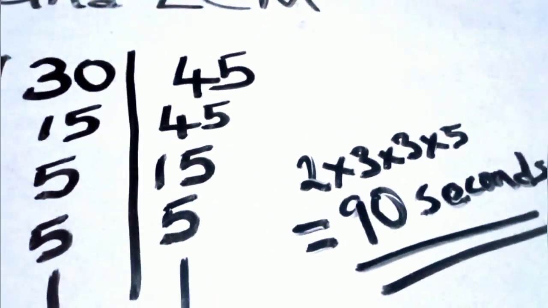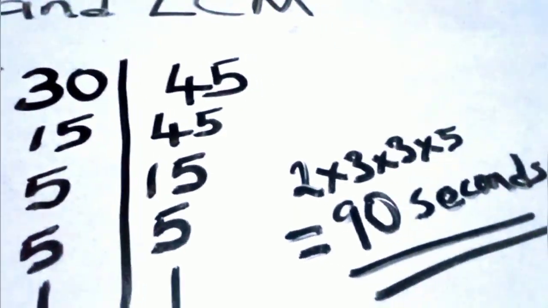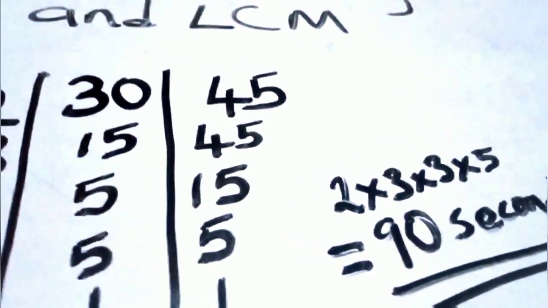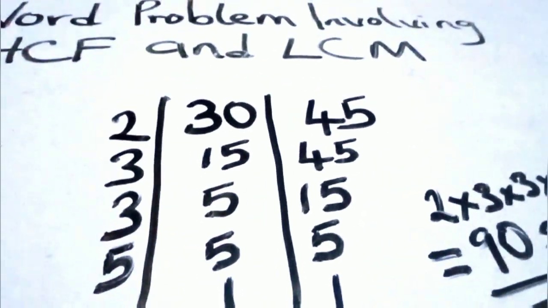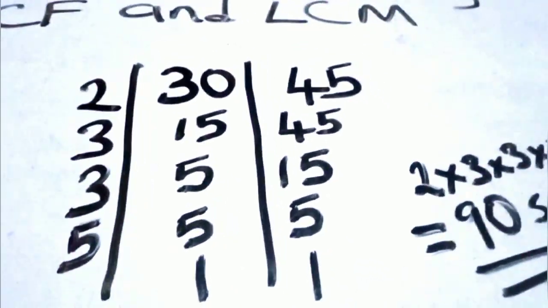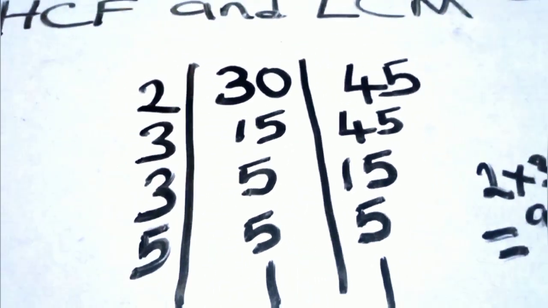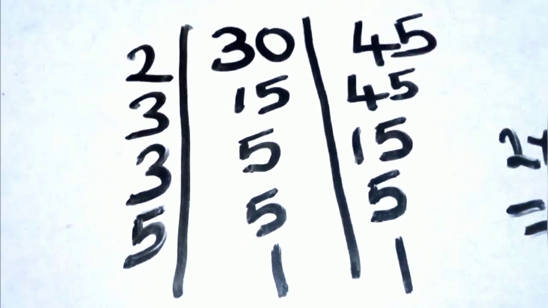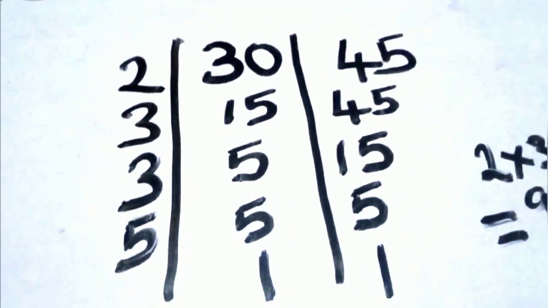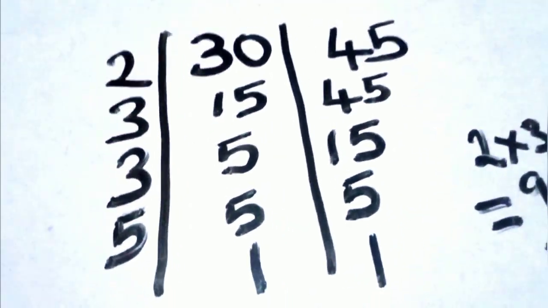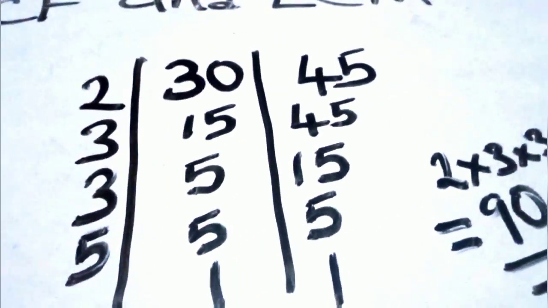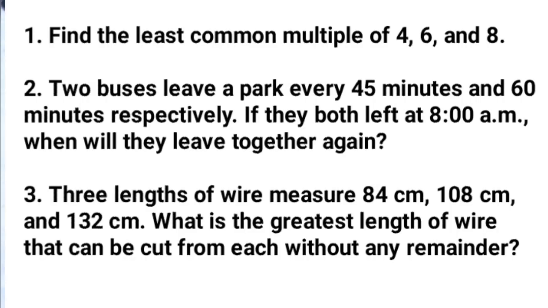Very simple. Remember, we use HCF when the word problem involves sharing equally or dividing, whereas we use LCM when the word problem is about events occurring at the same time or scheduling events to meet at the same point. That is when you use LCM. So keep practicing and solve the question displayed and put your answer in the comments.